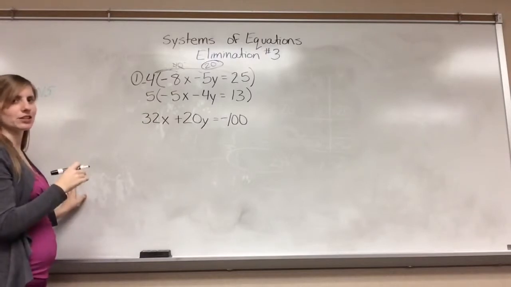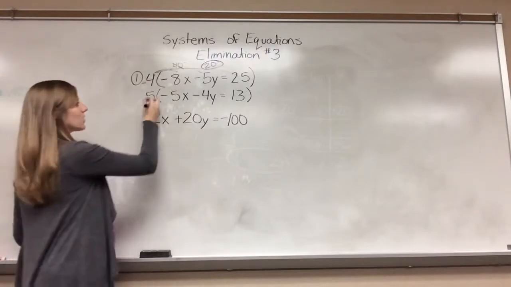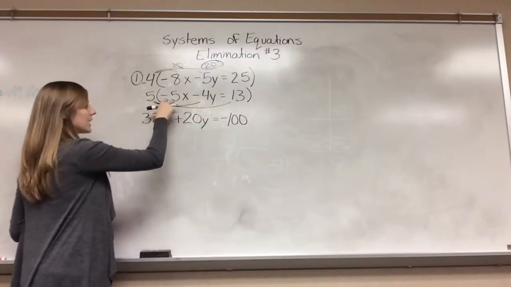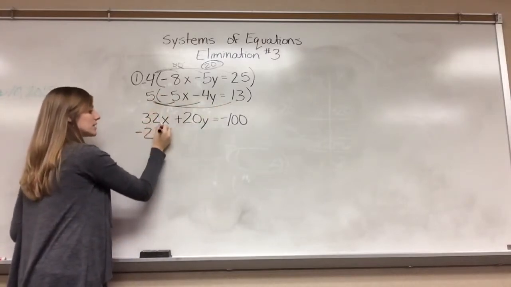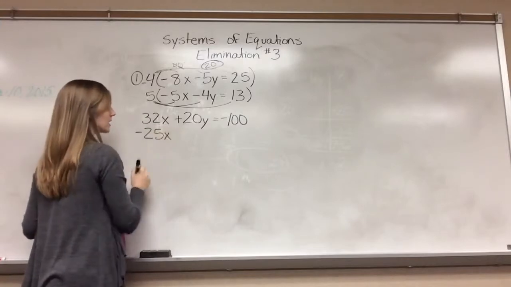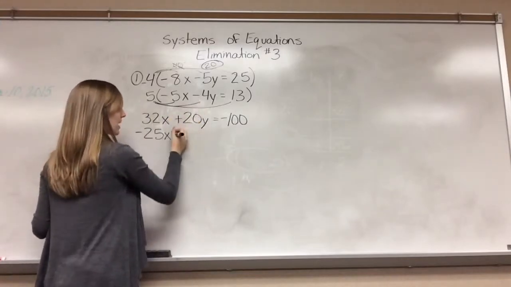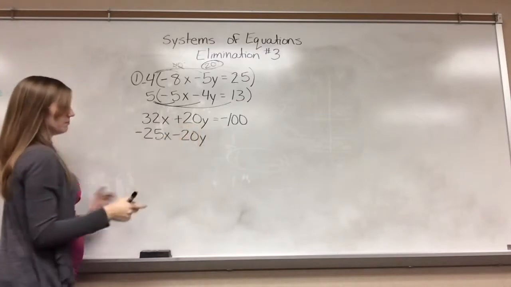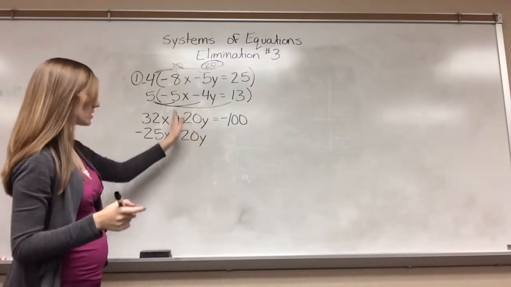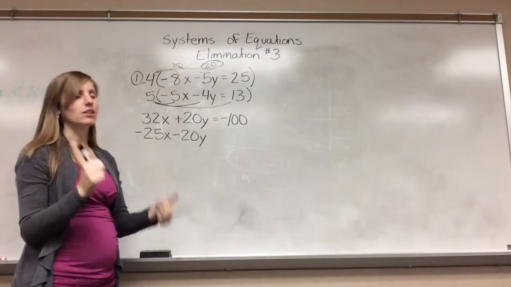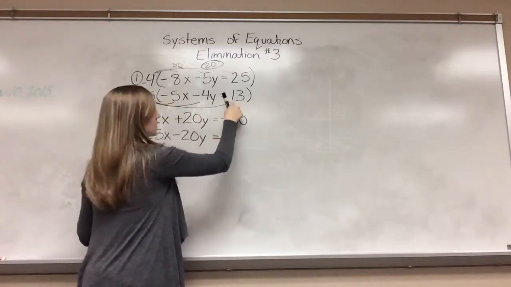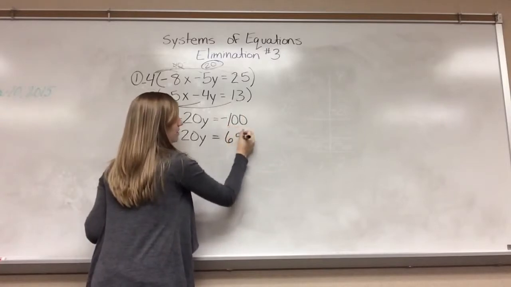That's our first equation, okay? Second equation, multiply it by 5. 5 times negative 5 is negative 25x. 5 times negative 4y is negative 20y. And look, same letter, same number, different signs. Perfect. They're going to cancel. And then that equals 5 times 13 is 65.